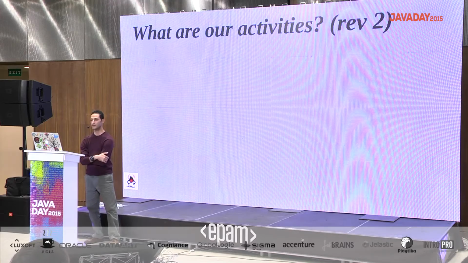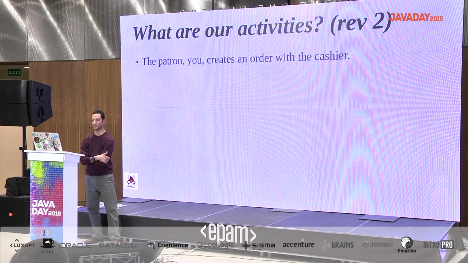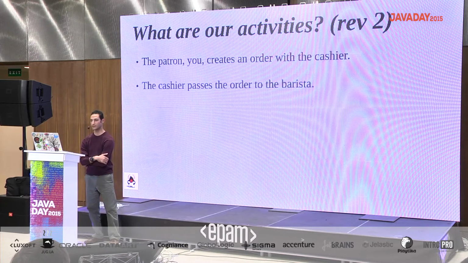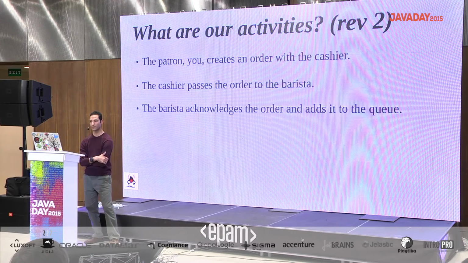In the second revision, the patron creates an order with the cashier. So there is an interaction between both of the participants. Second, the cashier passes the order to the barista. The barista acknowledges the order and adds it to the queue. Get your name, put the cup in the queue. So you are waiting for the order.